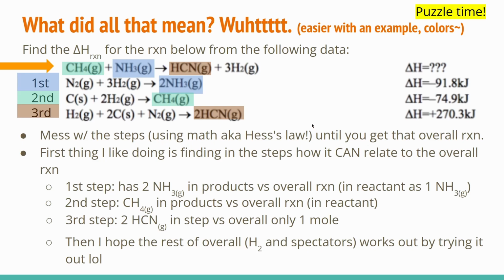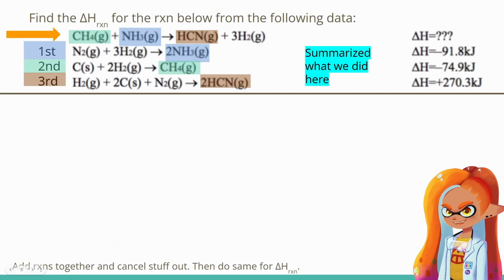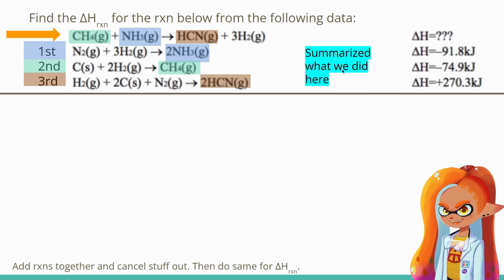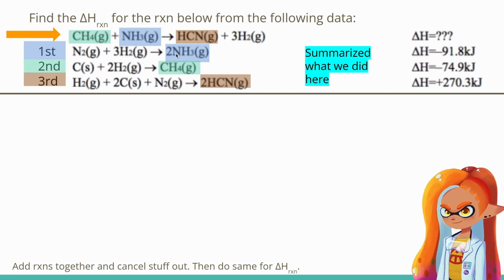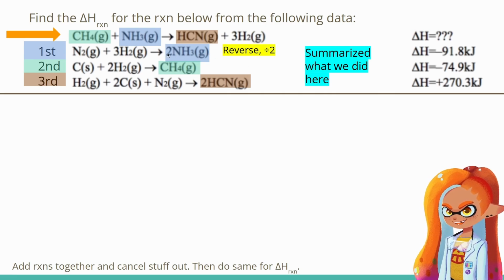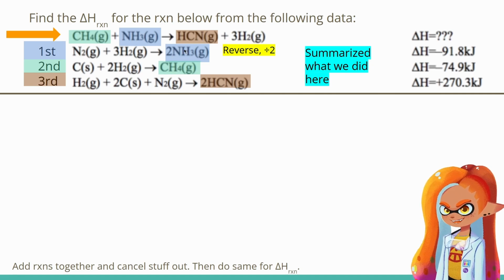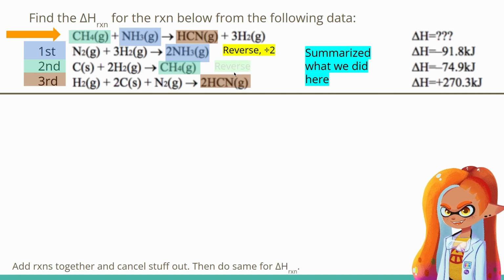So I'm going to go ahead and show the things I just said out loud, in writing. All right. So I'm going to summarize what I said next to these steps here. For this first one, we need to reverse it and we need to divide by 2 because we need to get to 1 mole because this is a product but needs to be reactant. Second step, I just need to reverse it because CH4 needs to be over here. And then for the third step, I just need to divide by 2 because it's only 1 mole here.